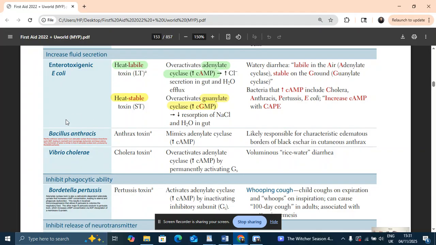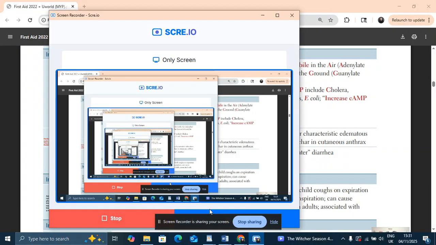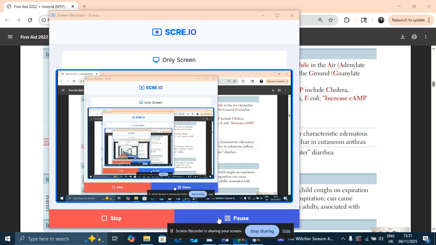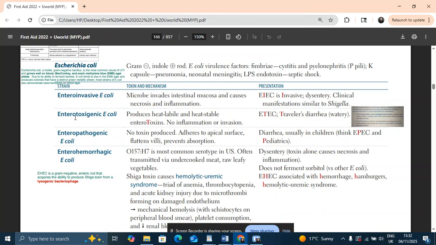Now let's talk about something very important: types of E. coli. I thought that since we have already discussed enterohemorrhagic E. coli and enterotoxigenic E. coli, we should cover all types of E. coli and the virulence factors they produce and the type of diseases they cause.